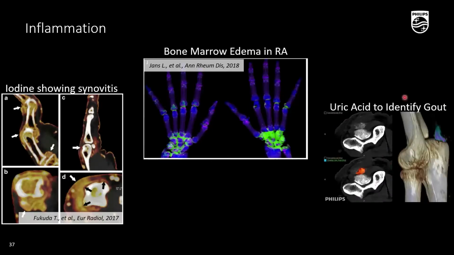And also, I hadn't really talked about this yet, but looking at uric acid to identify gout. So the big question is when I see a crystal, for example, in the knee, is this crystal calcium-based or is it uric acid-based? And if it's uric acid-based, then we know this is gout. And this is something that we can discriminate when we have a specific material map for gout.